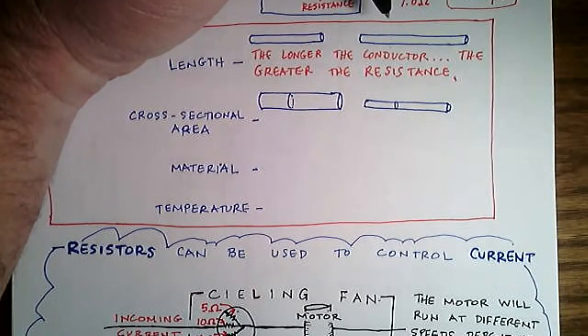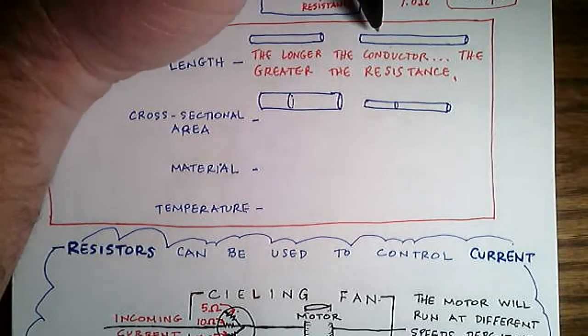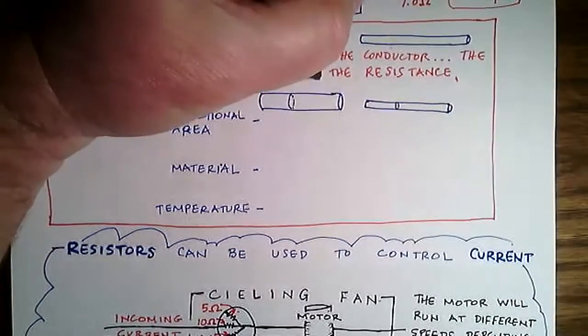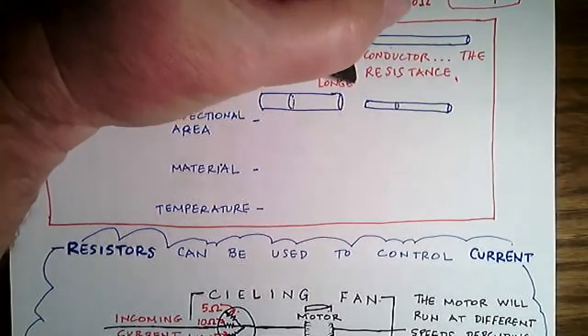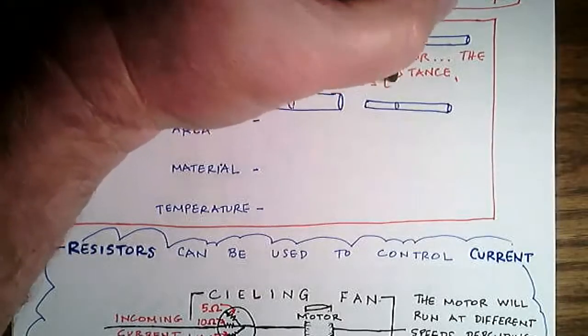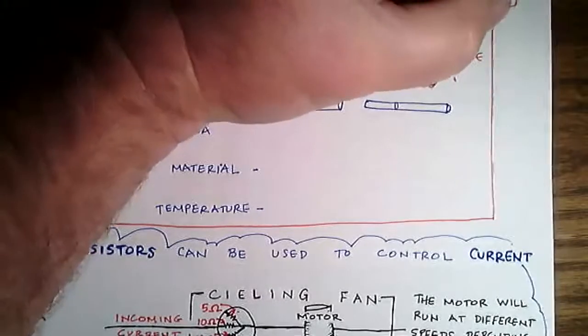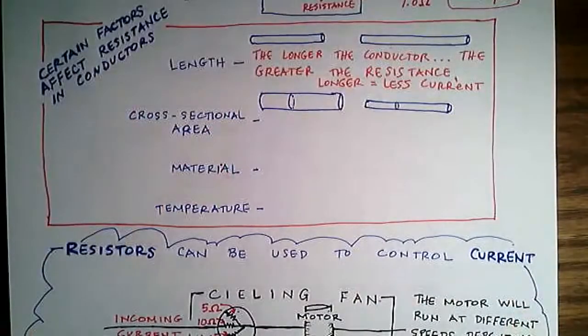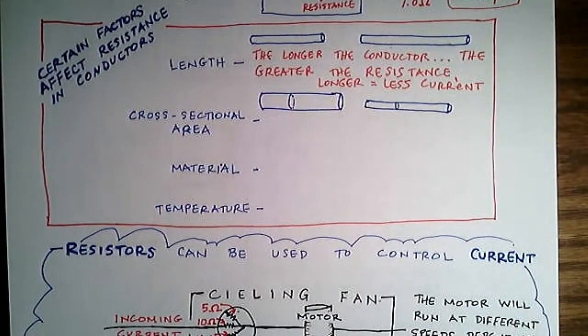And remember, the rate at which charge moves is current. So I'm going to get less current. So I'll say longer equals less current. Okay, that's the relationship. The longer the wire, the lower the current.